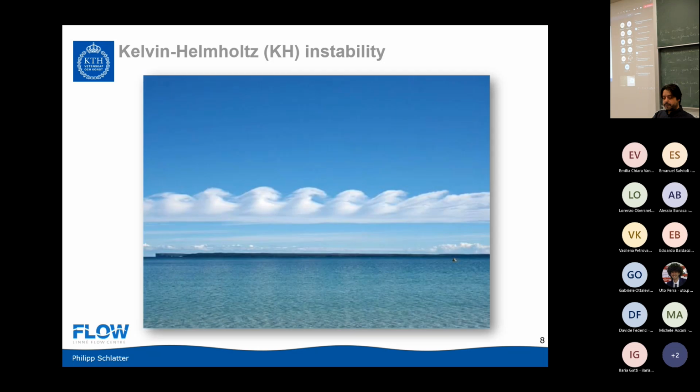And of course, one example is this one here, where you have two layers of air shearing with each other. If you happen to have clouds right there, so a little bit of vapor, which acts as a tracer, you can actually see these instabilities. So I'm sure you have seen these types of things.